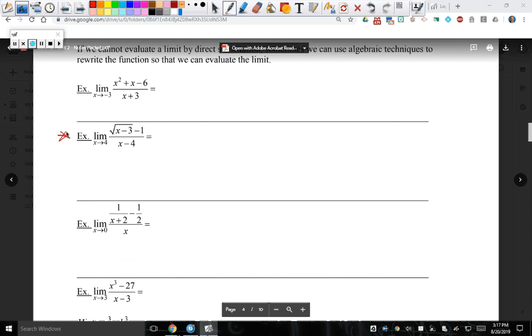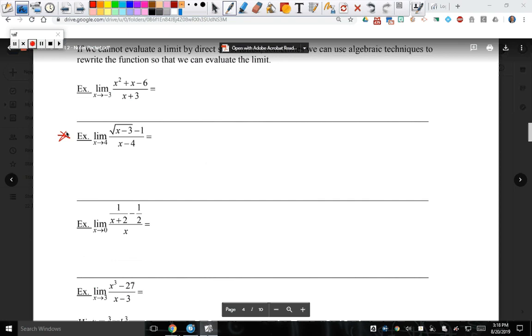Our second example. What is our goal? We always do what first? Direct substitution. If I plug in directly, what's the top? 0. What's the bottom? 0. Which one of these tells me I might have to try something? The denominator, because we can't divide by 0.